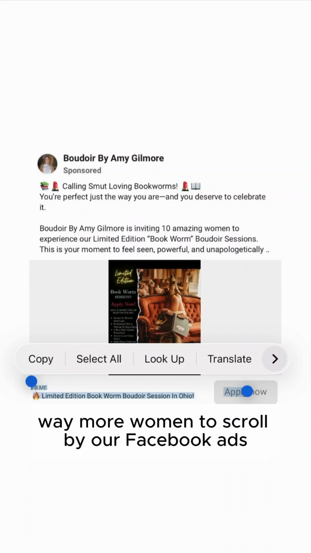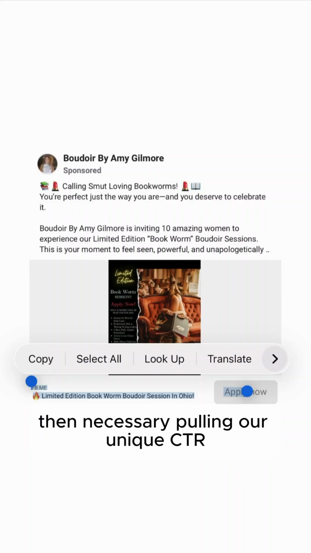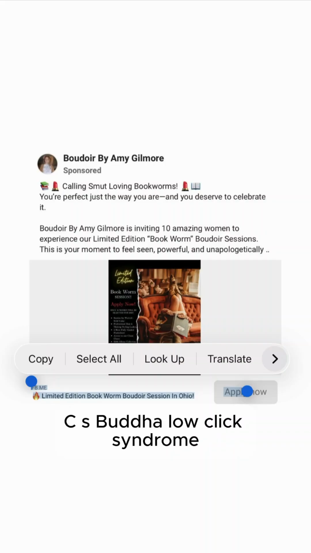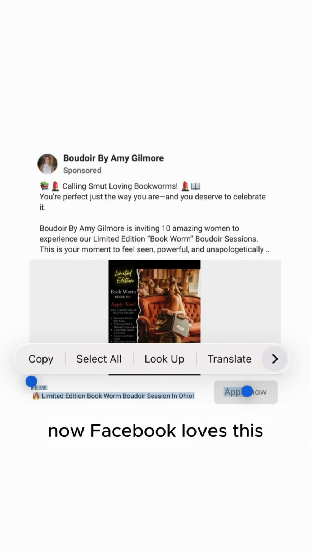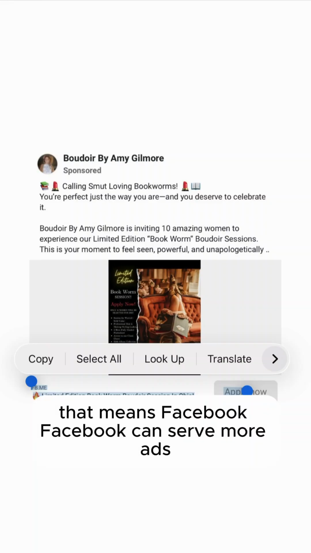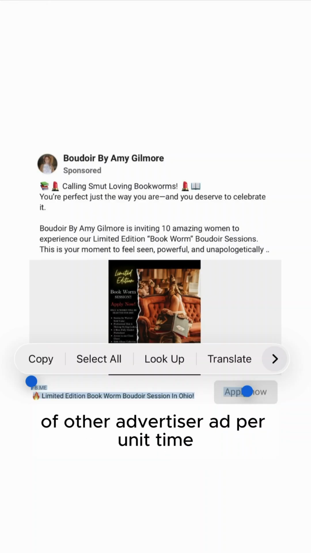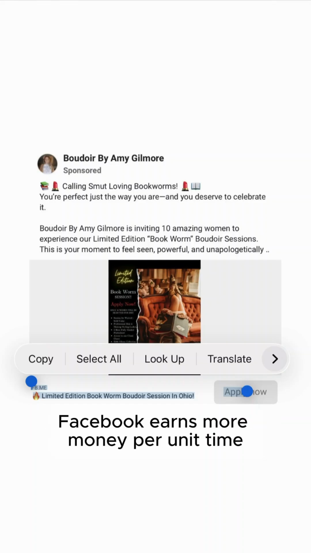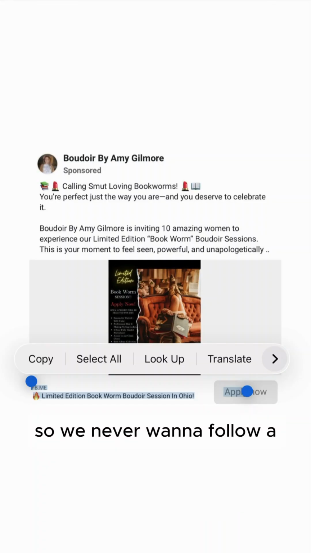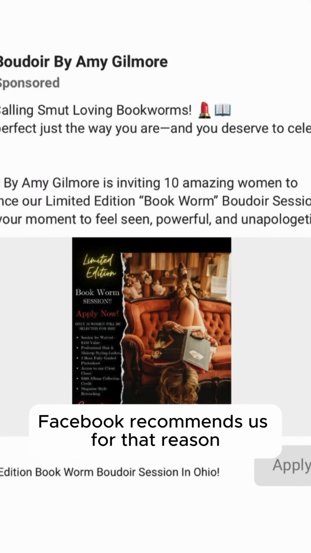It causes way, way, way more women to scroll by our Facebook ads than necessary, pulling our unique CTR all under 6% and contributing to BLCS, Boudoir low click syndrome. Now, Facebook loves this because the more women that scroll by our ad per unit time, that means Facebook can serve more impressions of other advertisers' ads per unit time. Facebook earns more money per unit time, the more women scroll by our ads. So we never want to follow what Facebook recommends for that reason.